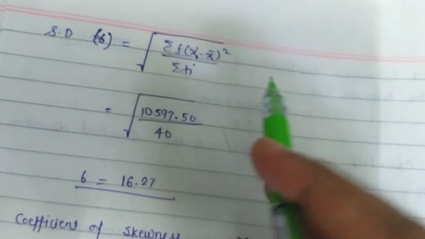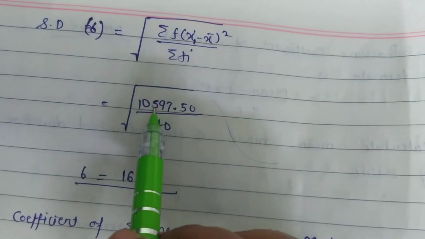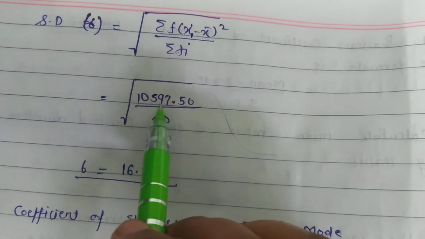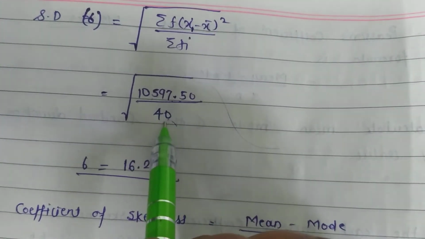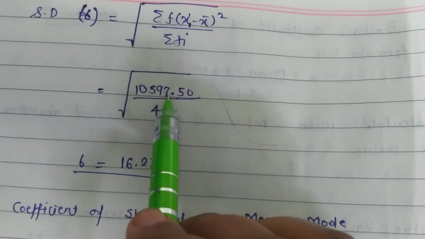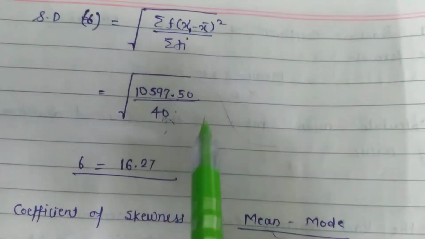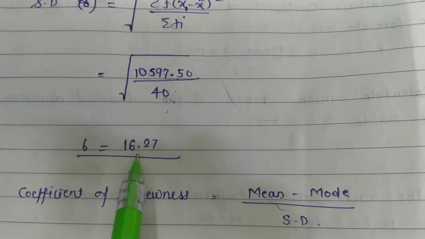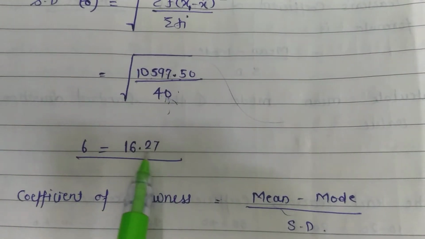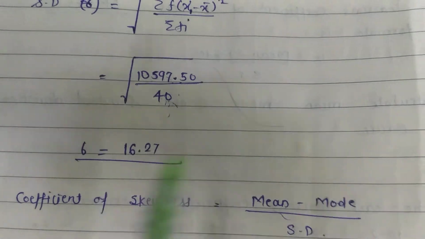Now summation fi (xi minus x bar) squared is equal to 10,597.50 upon summation fi, that is 40. So taking its division and then taking its root, whatever output comes, that value is equal to 16.27. I have taken the value directly, so sigma is equal to 16.27.